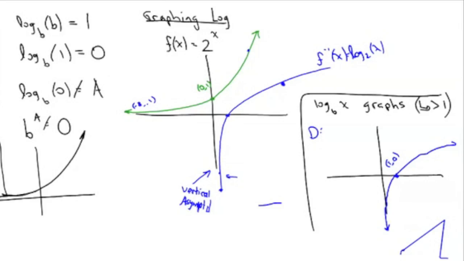The domain is x is greater than 0. So I put parentheses, 0 to infinity. It can never ever touch the y-axis and it goes off to infinity. The range is negative infinity to positive infinity. That means all real numbers. Remember, exponentials were all real numbers for the domain and 0 to infinity for the range, and with logarithms the domain and range just flip.